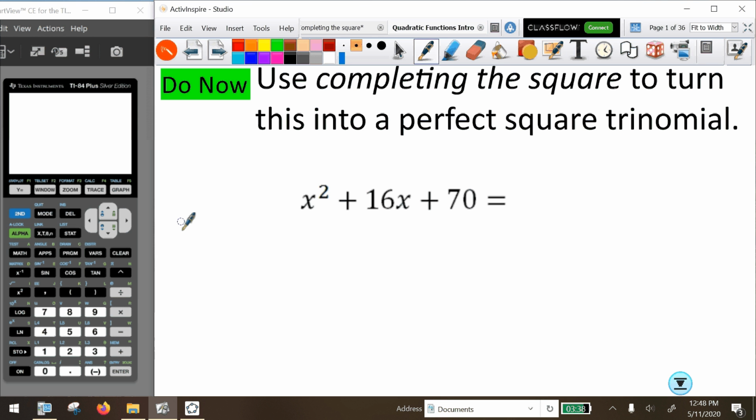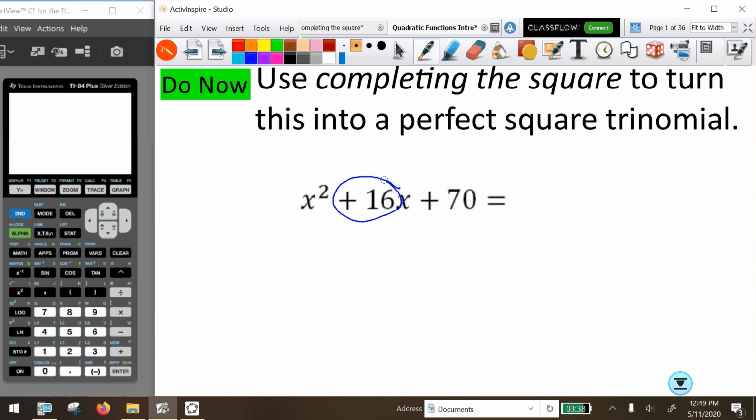In the last video, we had left this question unanswered. We're going to use the technique we just learned, completing the square, to rewrite this quadratic in a better form. So we learned that if you take half of the x coefficient and square it and add it to this, it will turn this into a perfect square trinomial.